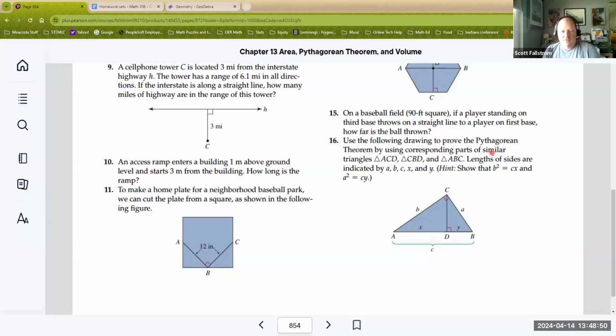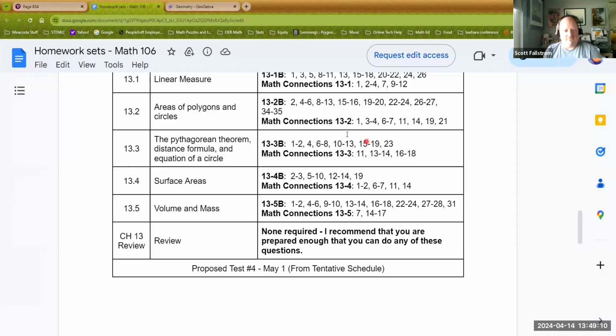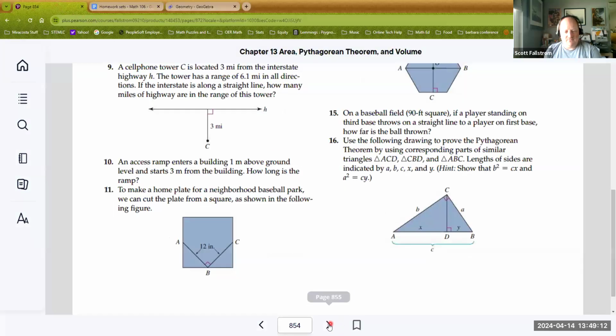Use the following drawing to prove the Pythagorean theorem by using corresponding parts of similar triangles. Big hint, question 16 is assigned because we did it in 12.4. And I know that some of you struggled a bit with it, but I want you to come back and say, I can do this. I'm going to make my ratios and prove the Pythagorean theorem. And I would say 15 through 19, okay?